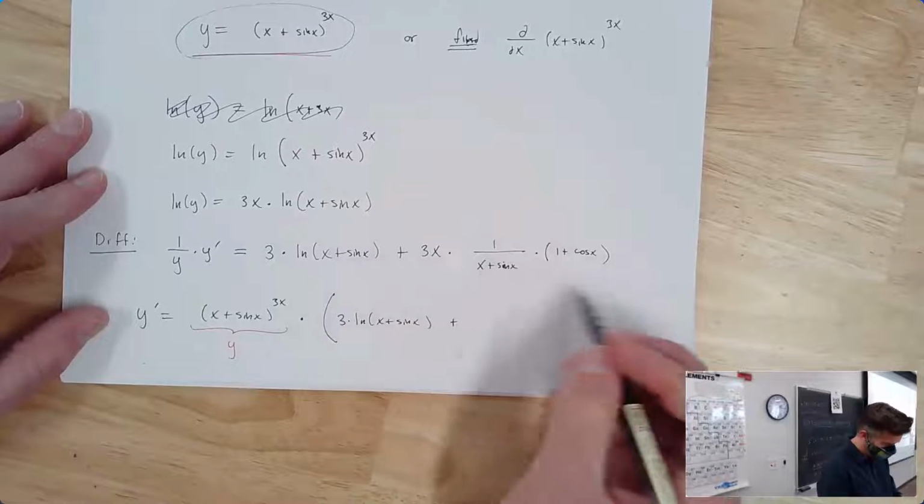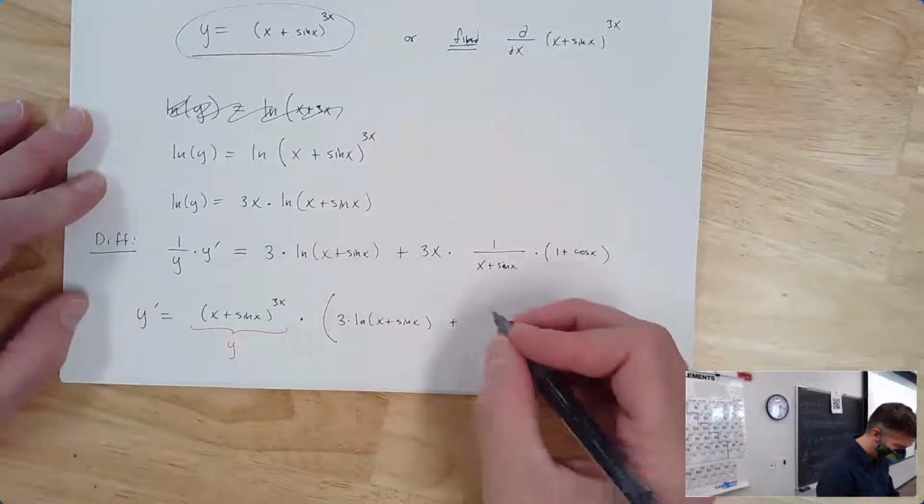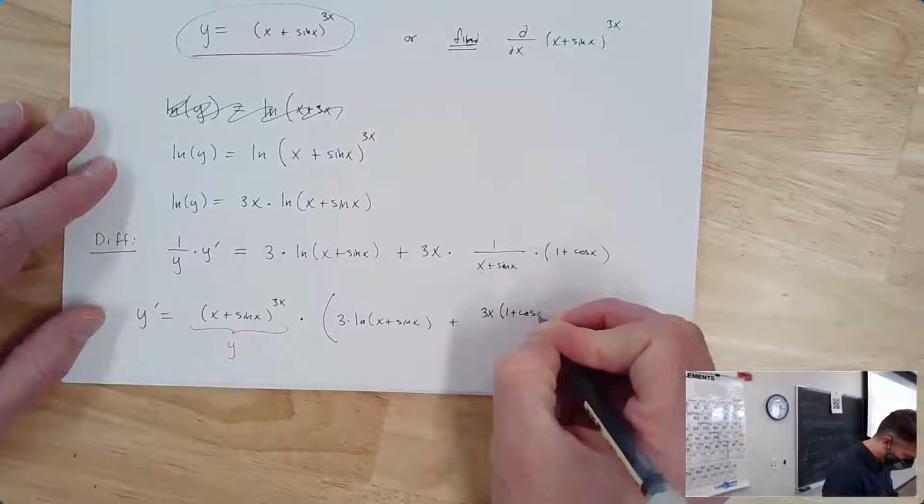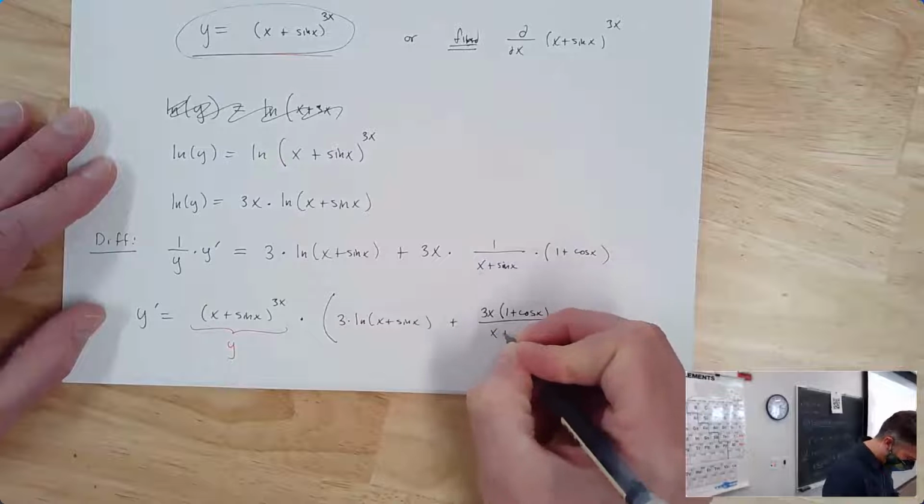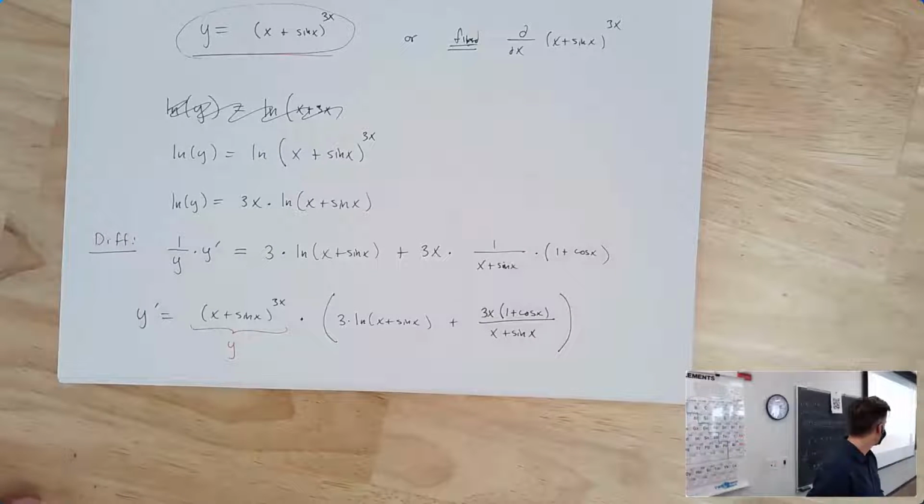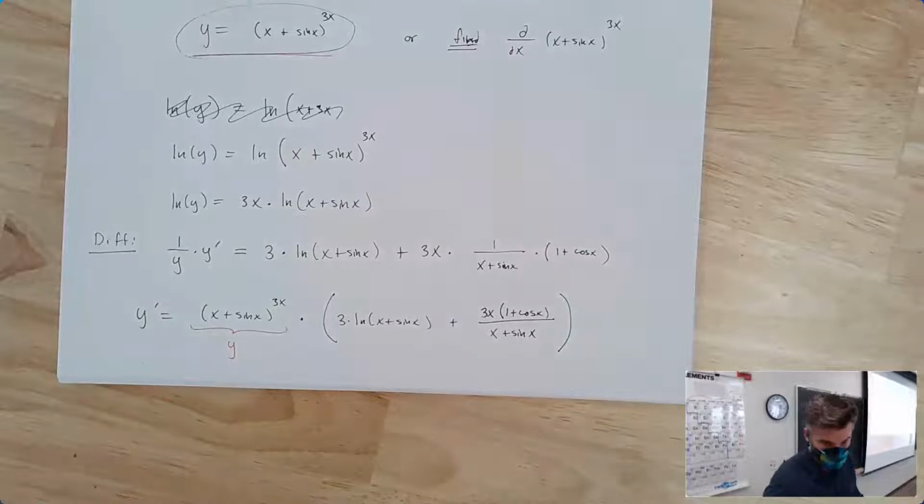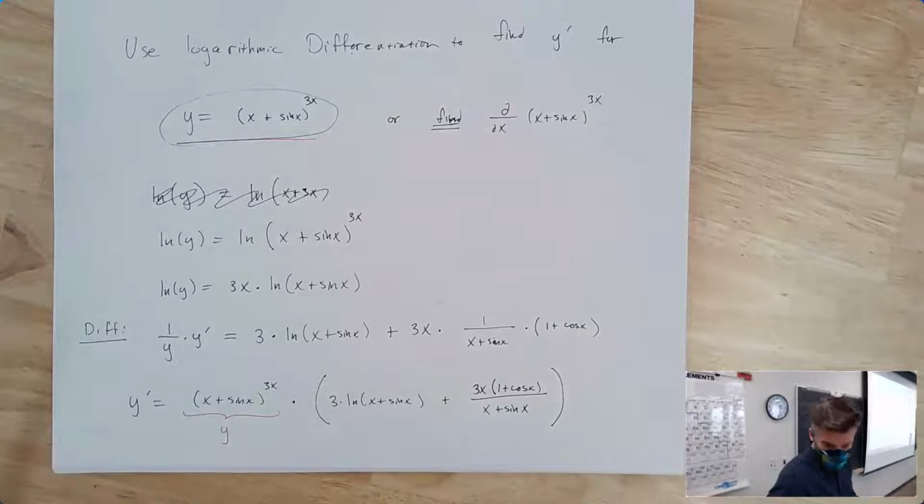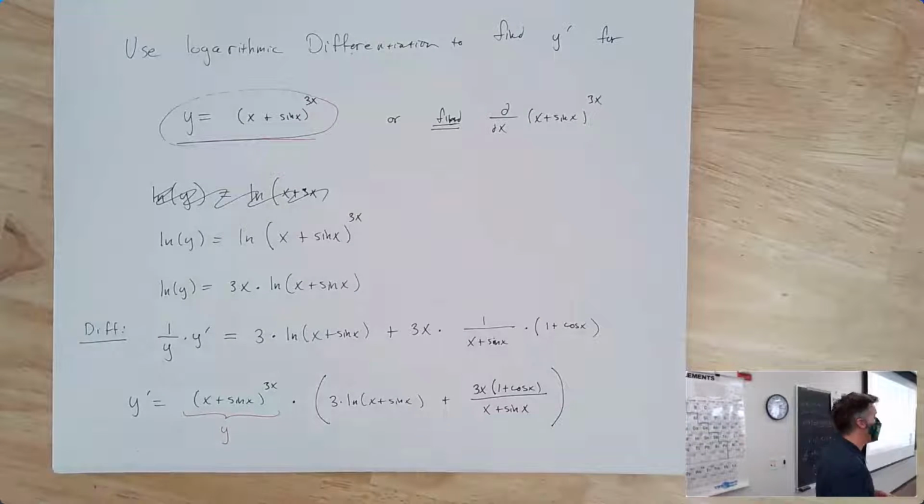Plus, you might simplify this a bit. The only simplifying I really want to do is write it as 3x times 1 plus cosine x all over x plus sine of x. That's kind of it. And that would be your answer to this particular derivative. Or I should say, this would be the derivative of x plus sine of x to the 3x.